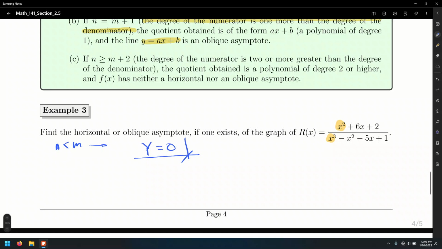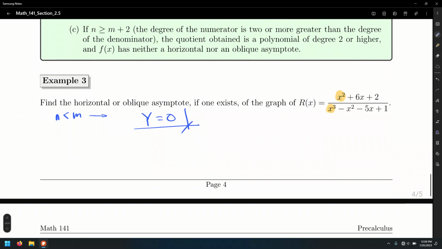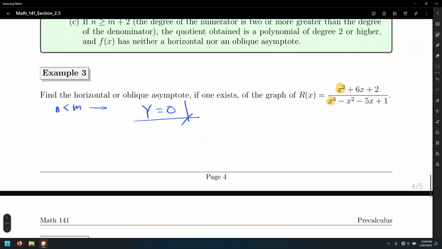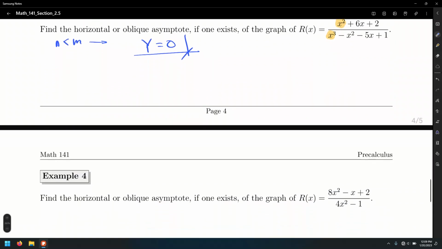We're not going to graph them for now. That's something we're going to do later. And that's all we have to do for finding asymptotes. Notice they didn't ask to find the vertical, only the horizontal. We will do more of those anyway.